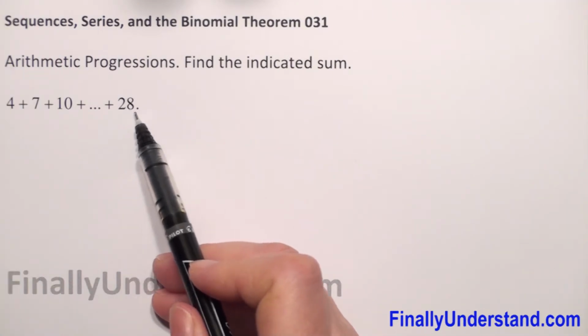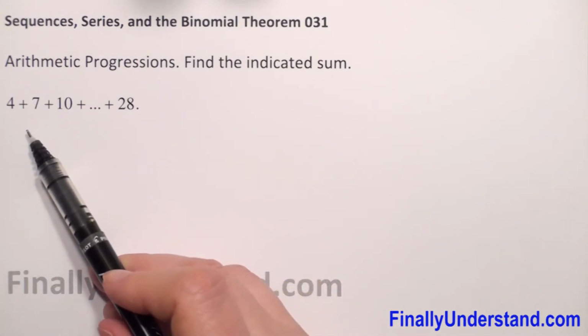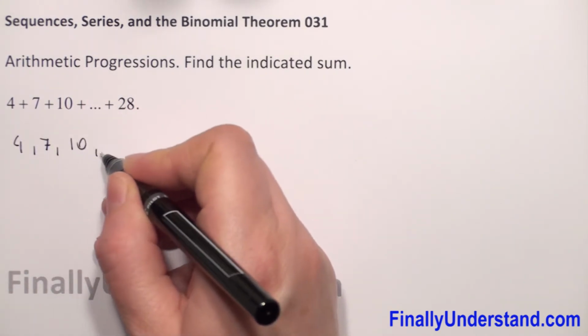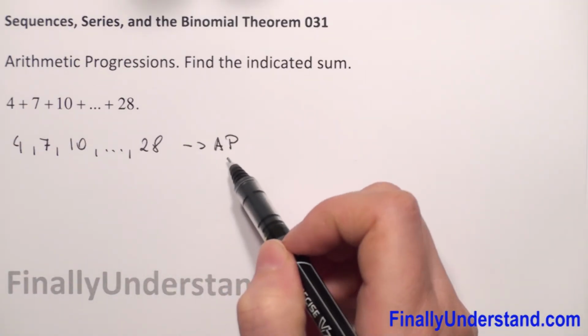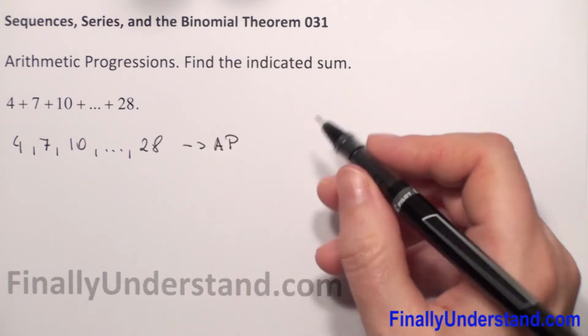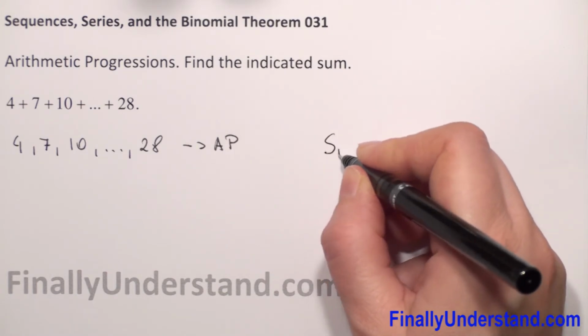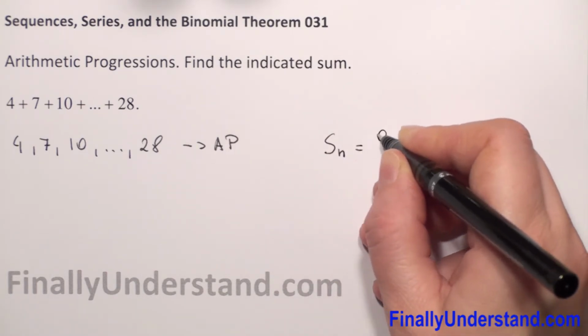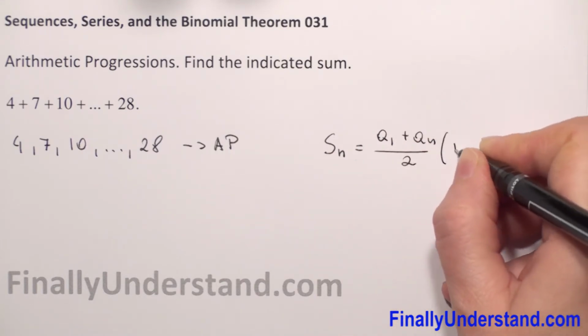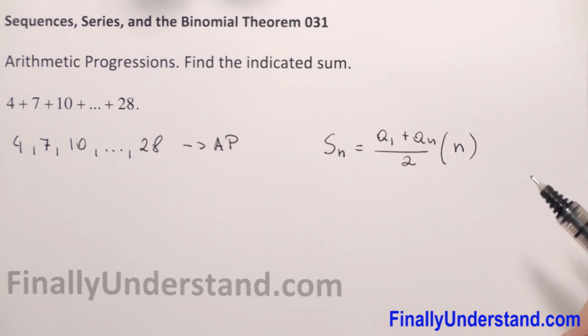We have to find the sum 4 plus 7 plus 10 and so on, plus 28. We know that these terms 4, 7, 10 and so on to 28 are terms of an arithmetic progression. So we know that the sum of n terms of an arithmetic progression is first term plus last term over 2 times the number of terms.